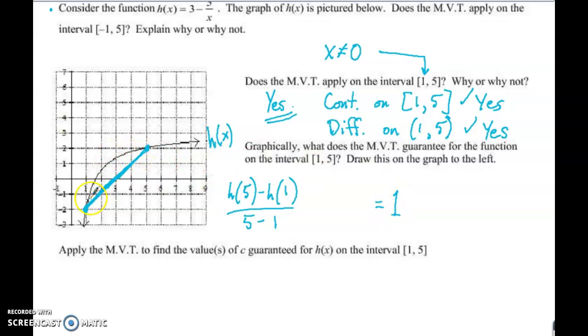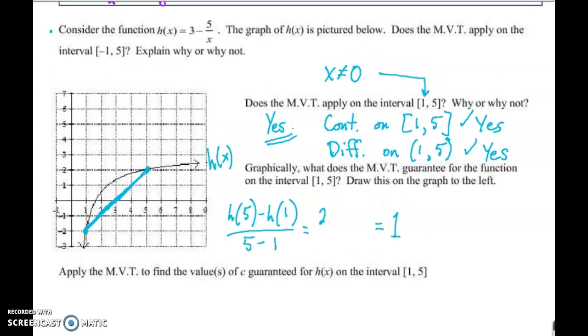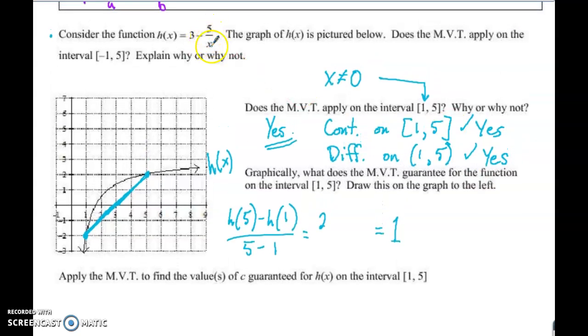And you could figure that out because if you were to find h of 5, and by the way, you don't have to just look at the graph. You can plug in 5 in for x. So 5 divided by 5 is 1. 3 minus 1 is 2, which matches that. And same thing with plugging in 1 in for that. 5 divided by 1 is 5. 3 minus 5 is negative 2. And 5 minus 1 is 4. Well, you get 4 divided by 4, which equals 1.